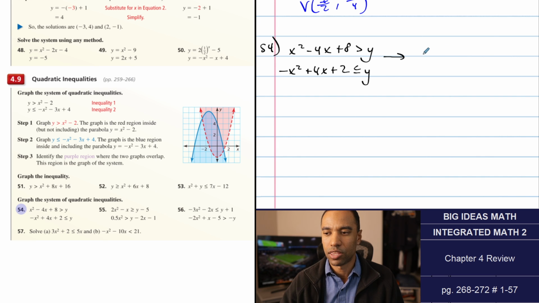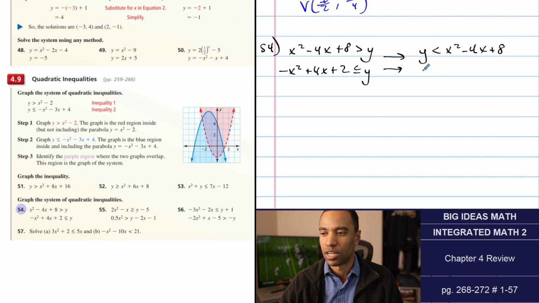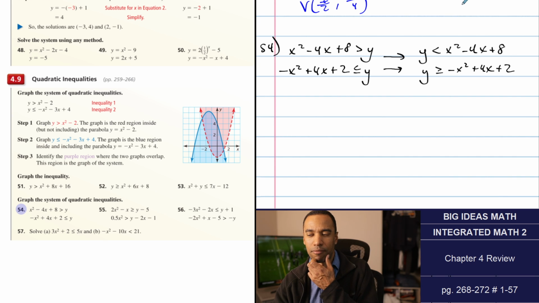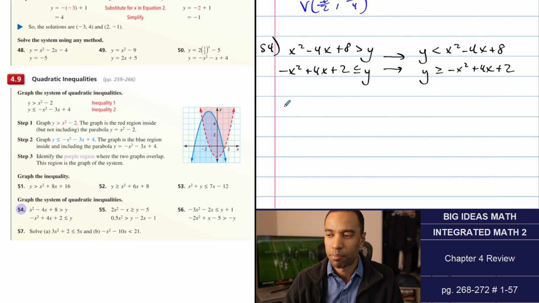First things first, guys, write the y on the other side of these things, but make sure you flip the inequality with it. You got to know whether you're graphing above or below. Compare the y to your values. Don't do it the other way around. So over here, we're going to get y is greater than or equal to -x squared plus 4x plus 2. I think both these are prime for that completing the square business here.